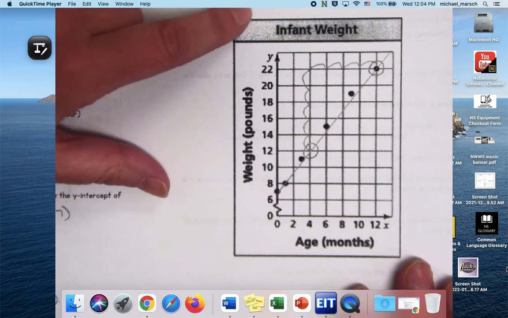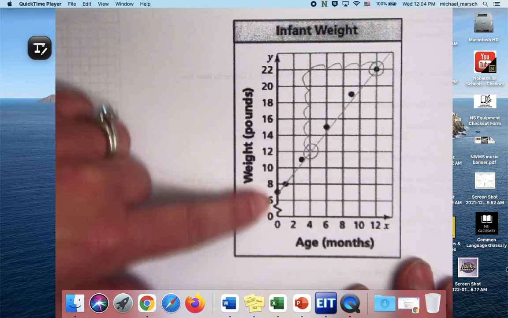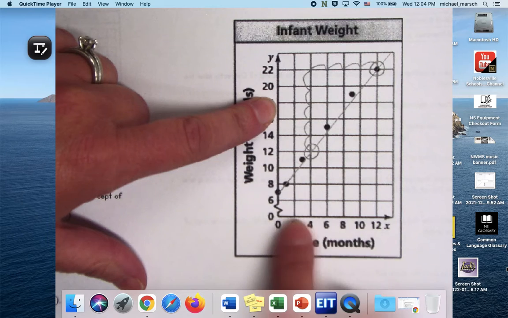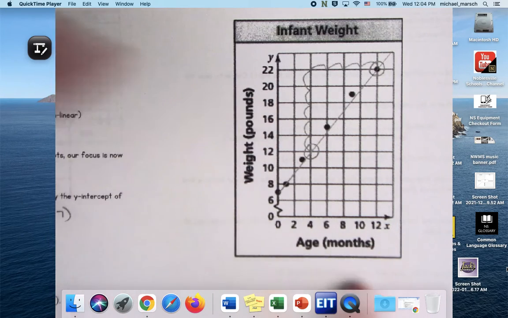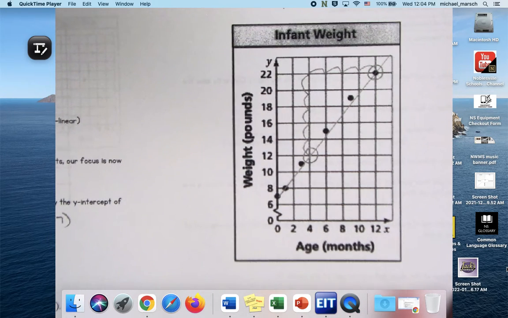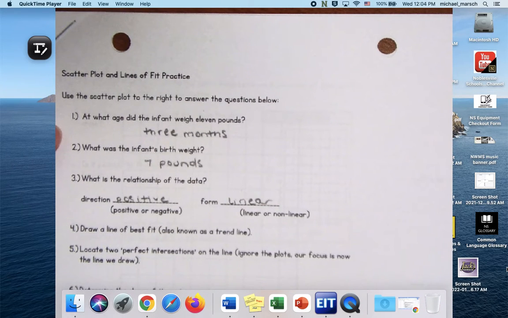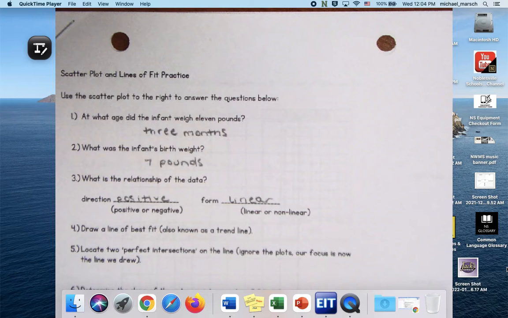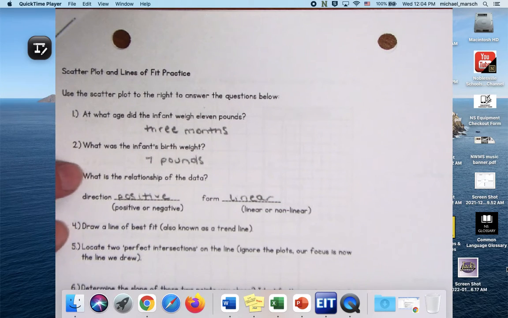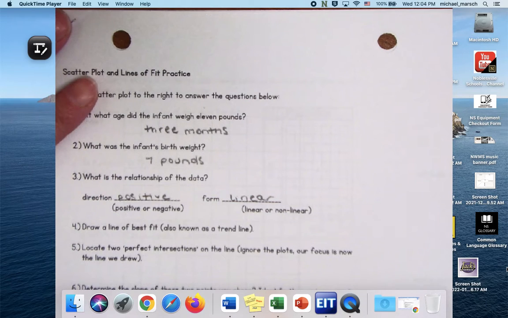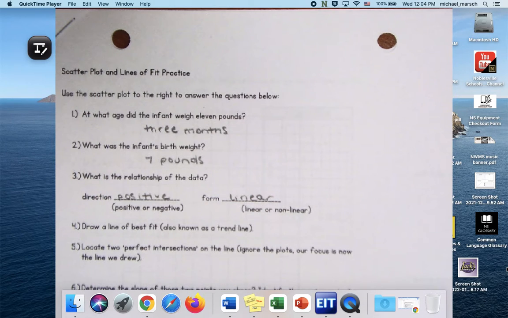It's talking about infant weight from birth to a year, right? Babies grow really quickly. The first couple questions were just analyzing, right? At what age did the infant weigh 11 pounds? You should have 3 months. What was the infant's birth weight? You should have 7 pounds because that's exactly where the point is on the scatter plot.